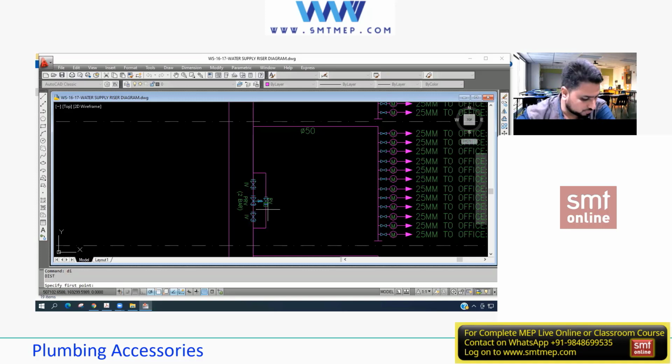P is equal to H into 0.433 psi, which is the standard.